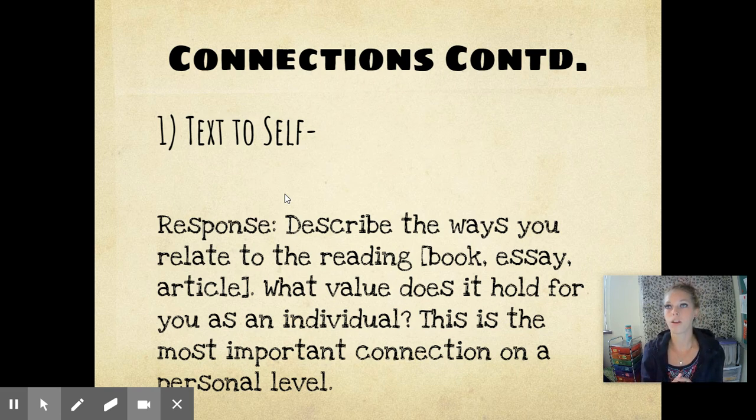So let's say I'm reading a book about like the Diary of Anne Frank. I actually went and visited the actual house that Anne Frank was in during that time in Germany. And I could make a connection to like how she must have felt, because when I went through that house, I could just feel like chills going through my body and the tight spaces where they had to hide. So that's my text to self connection. So you could just write that off to the side. You can write down text to self if you wanted to.